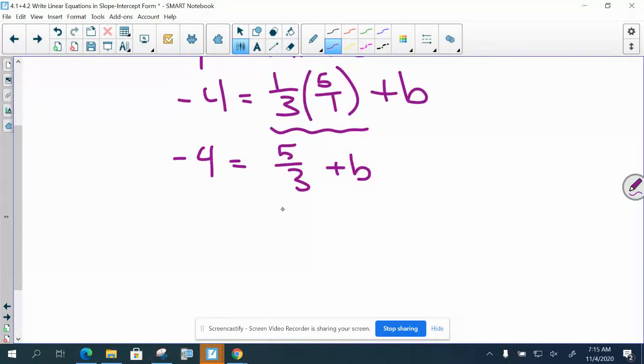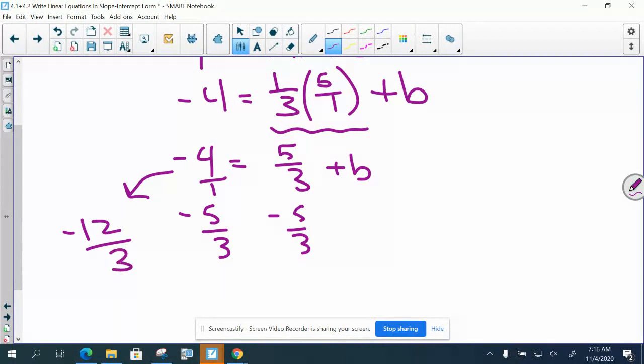And then you would subtract the 5/3 from both sides. All right, now, for those of you who struggle with fractions, go ahead and just type this in your calculator with your fraction button. If you want to go ahead and try to solve it yourself, you would have to change -4 to an equivalent fraction with a denominator of 3. So you put this over 1 and you multiply top and bottom by 3, so it'd be -12/3. So -12 minus 5 is -17/3.